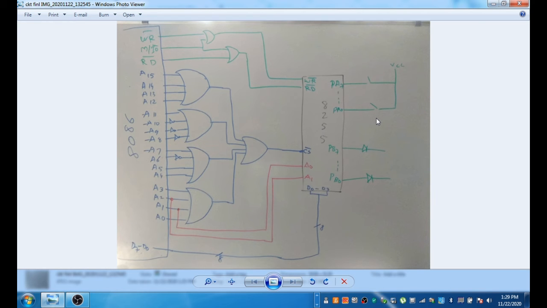See, the switches are connected to port A, PA0 to PA7, 8 switches. Then 8 LEDs are connected to port B on the lines PB0 to PB7. See, the data lines of 8255 are connected to D0 to D7 of 8086. See, RD bar and WR bar. They are combined with M or IO bar signal and connected to RD bar and WR bar of 8255.